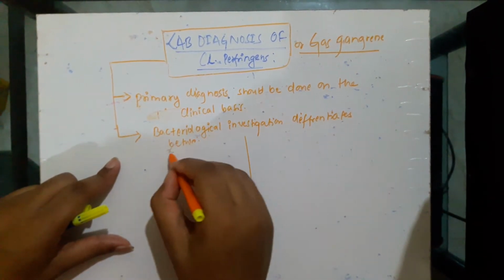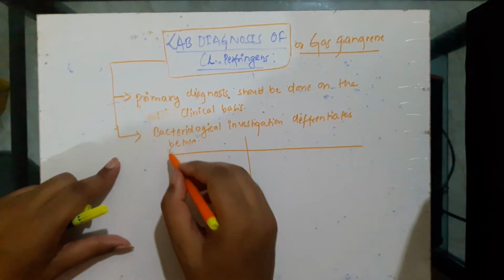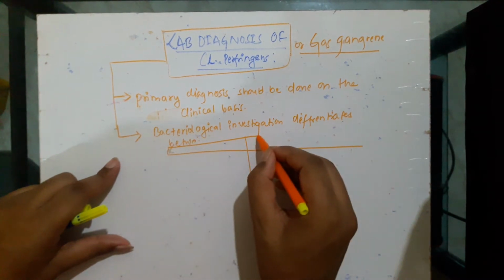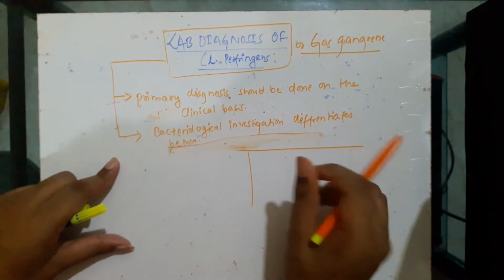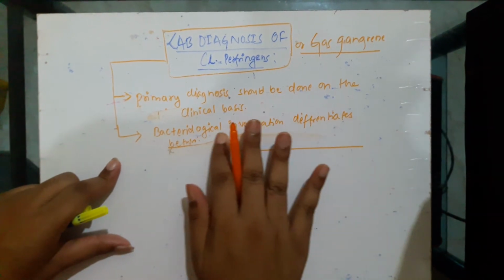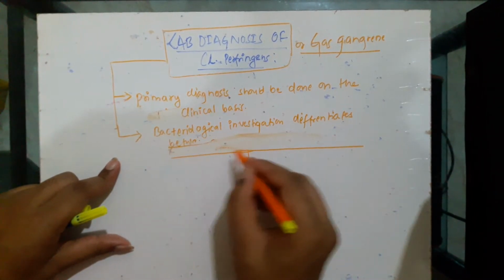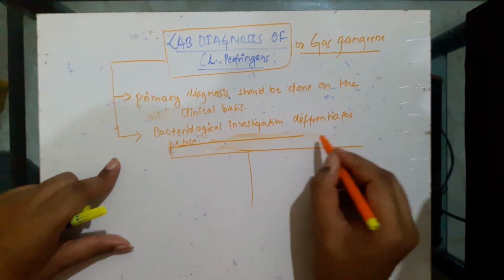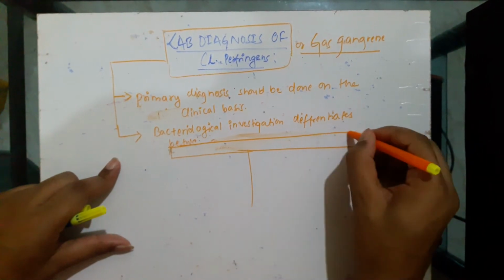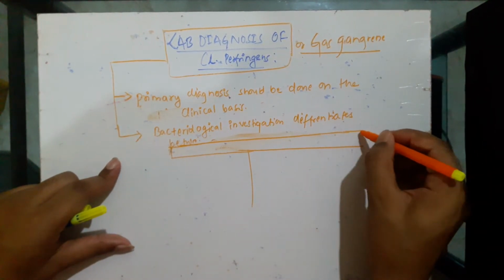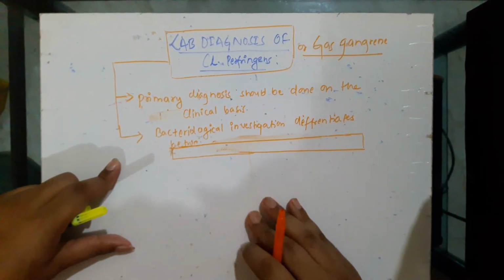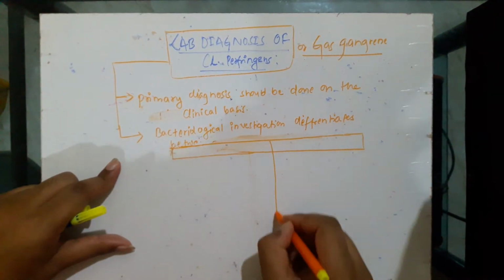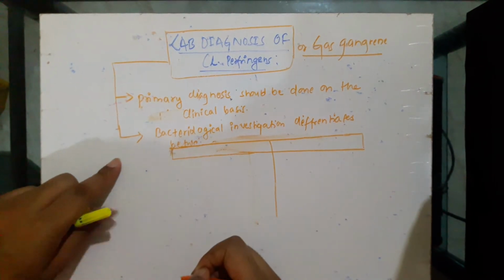So let's write in a comparative way how it helps to differentiate, which is not possible on the clinical basis. You cannot differentiate whether it is due to streptococcal or due to Clostridium perfringens. So you need bacteriological investigation for that, and how will we find that?